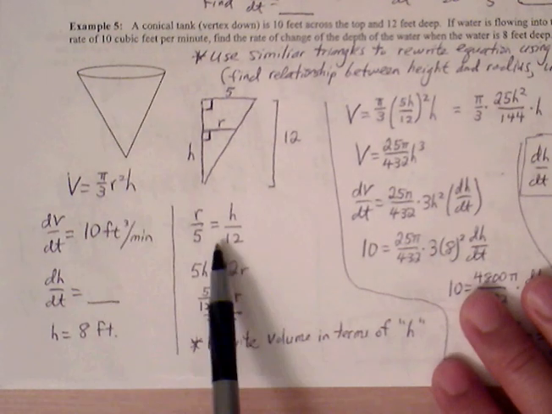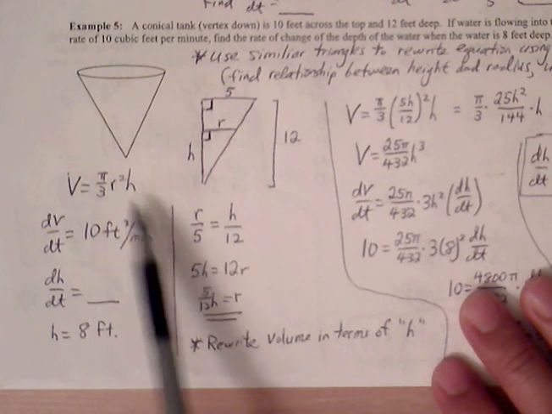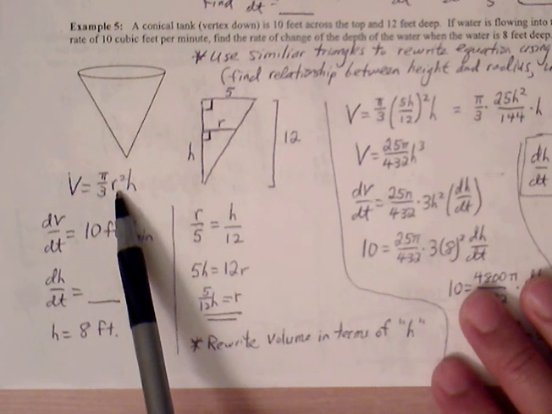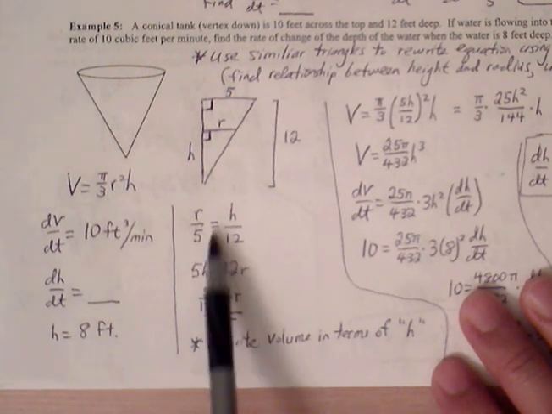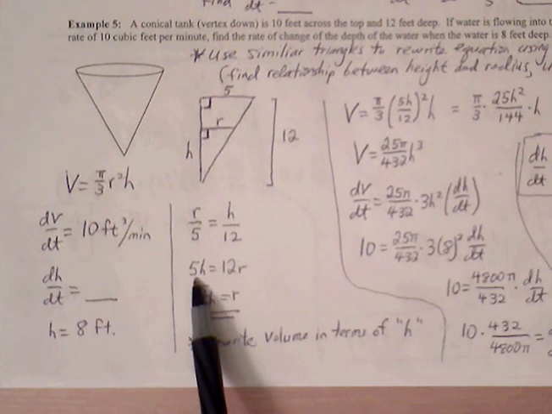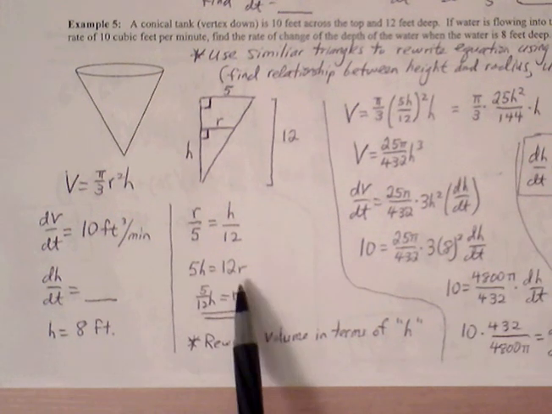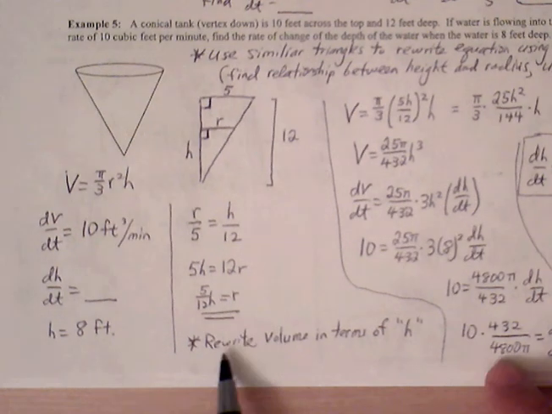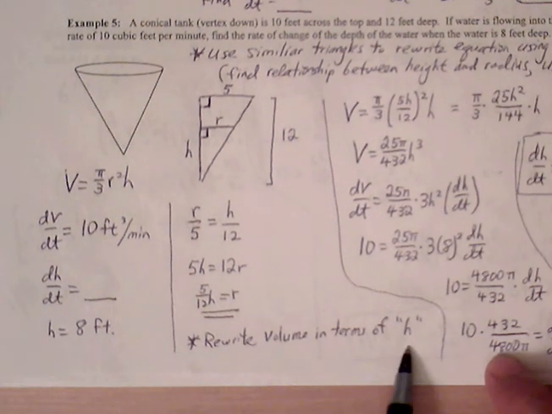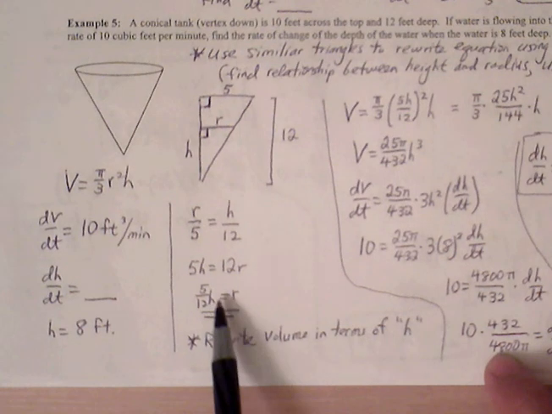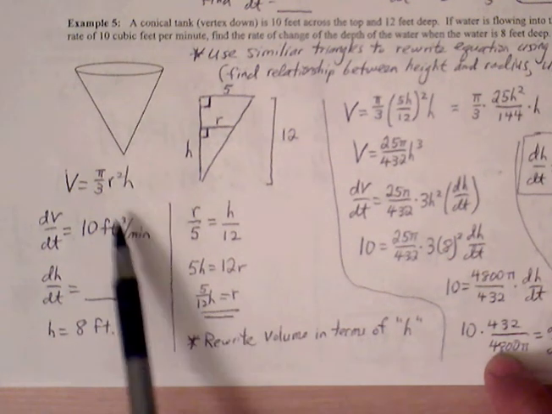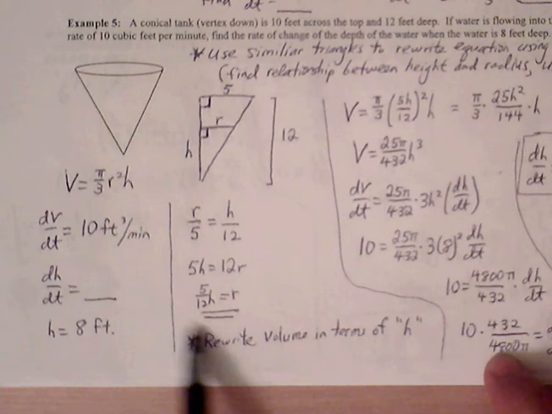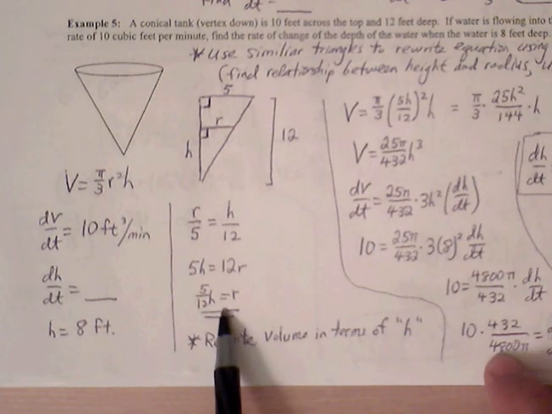So what we're going to do is solve for radius so that we can replace that radius in terms of height. I'm going to do cross product: 5h is equal to 12r. Solve for r: r is equal to 5 over 12 h. So we're going to rewrite the volume equation in terms of h. This allows us to remove the r, and in place of it, with substitution, we're going to say r is the same thing as 5 over 12 h.